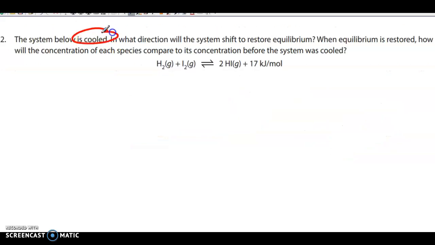Okay, so the system below is cooled. Here they're actually writing it in for us. If it's cooled, that's like saying we are removing some of that energy. So in this case, you're going to shift to the right. We're trying to replenish that energy. So the forward rate will be increasing, and you'll have more product being made, and then your reactants will lower.